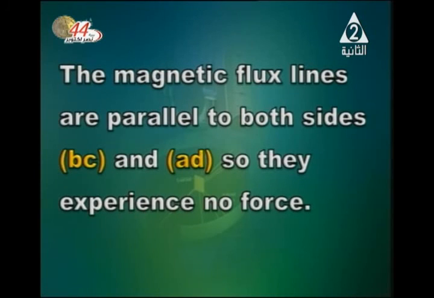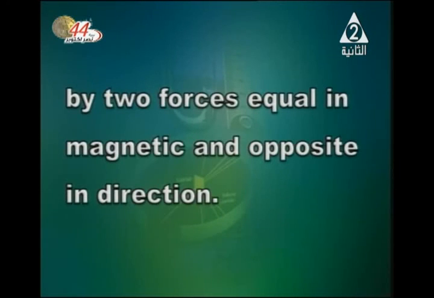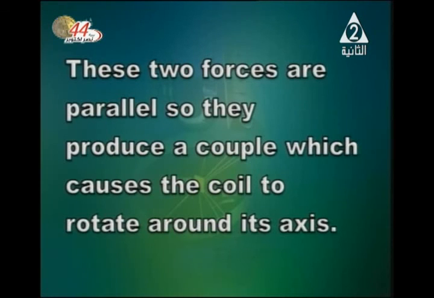Magnetic flux lines are parallel to both sides, BC and AD, so they experience no force. But sides AB and DC are perpendicular to the field lines, so they are acted upon by two forces. And what about the two forces? They are equal in magnitude and opposite in direction, and they don't have the same line of action. These two forces are parallel, so they produce a couple, which causes the coil to rotate around its axis.